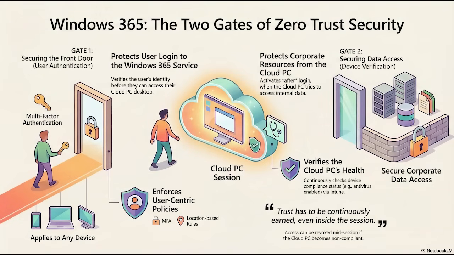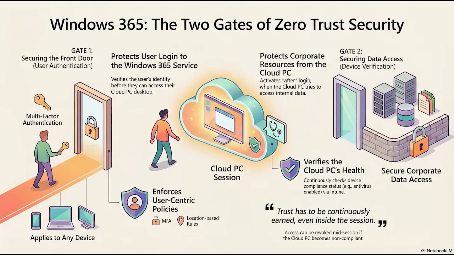So Gate 1 is all about protecting access to the Windows 365 service itself. The user, and it doesn't matter if they're connecting from their phone, a managed corporate laptop, or a thin client, has to successfully authenticate using Entra ID first. This is where you enforce things like multi-factor authentication, location checks, and so on. If the user fails that check, they don't even get to see their desktop. That makes sense. That's pretty standard identity protection. Yeah. But what about Gate 2?